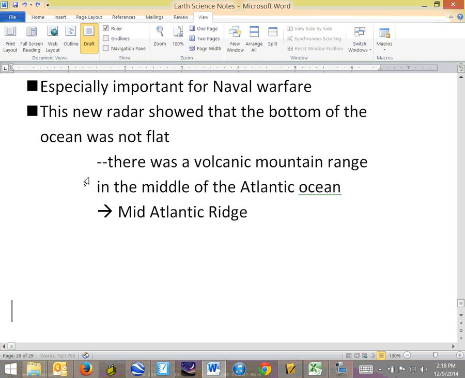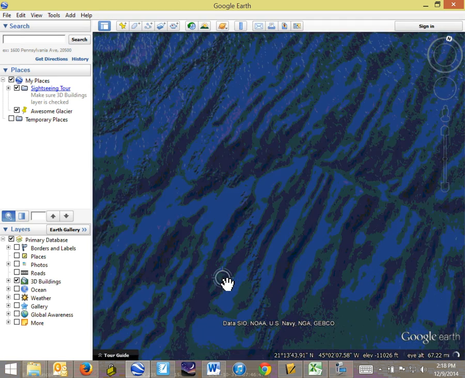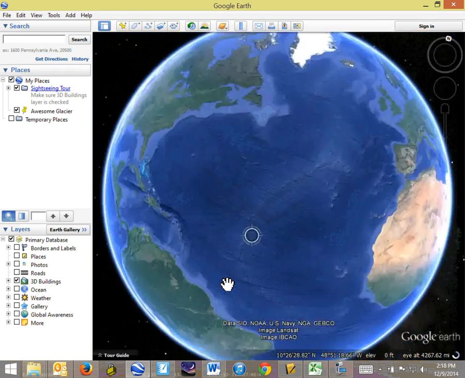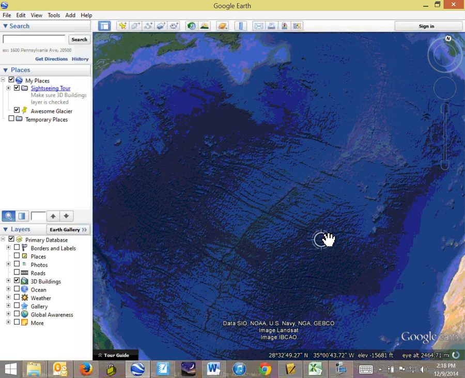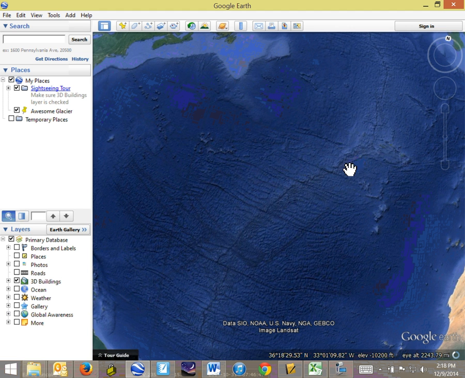Okay, so not only is the ocean not flat, we also have a gigantic line of volcanoes, literally right in the middle of the ocean. And you can see this gigantic line of volcanoes if you follow the cursor here on Google Earth from space. Okay, so we call that the Mid-Atlantic Ridge.